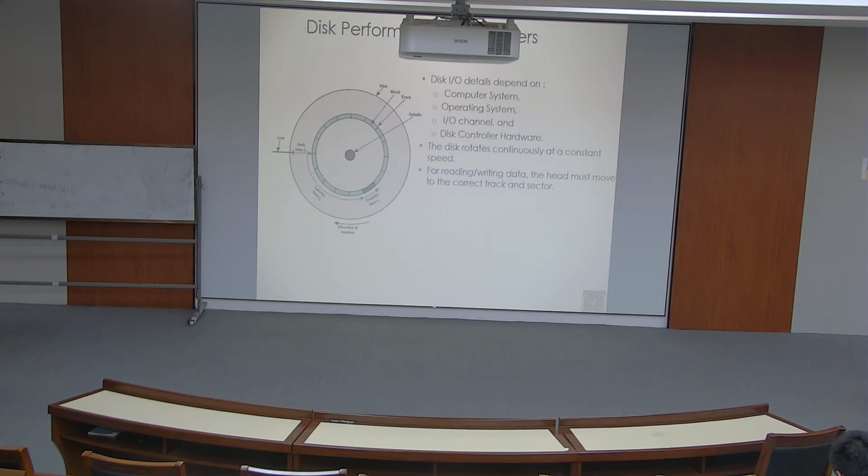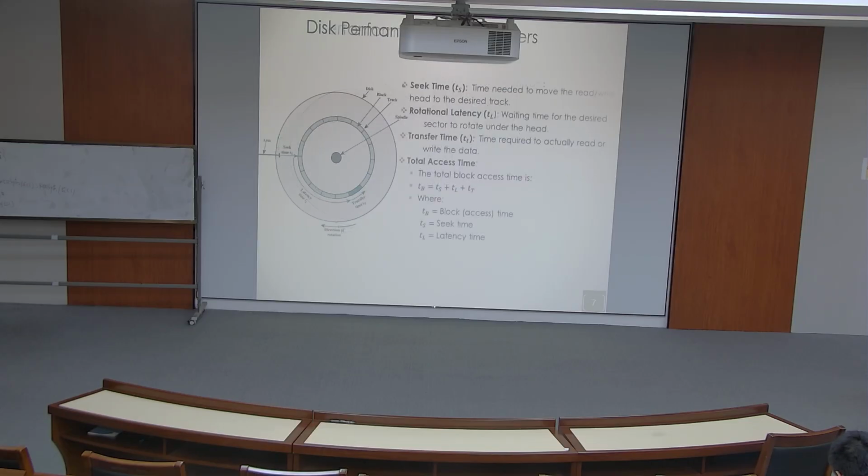Now, we talked about the disk performance parameters. We need first to understand that the disk needs a seek time. That is the time the disk takes to move the read or write head to the desired track. That is very important. Then we have the rotational latency. That is the waiting time for the desired sector to rotate under the head. That is very important as well.